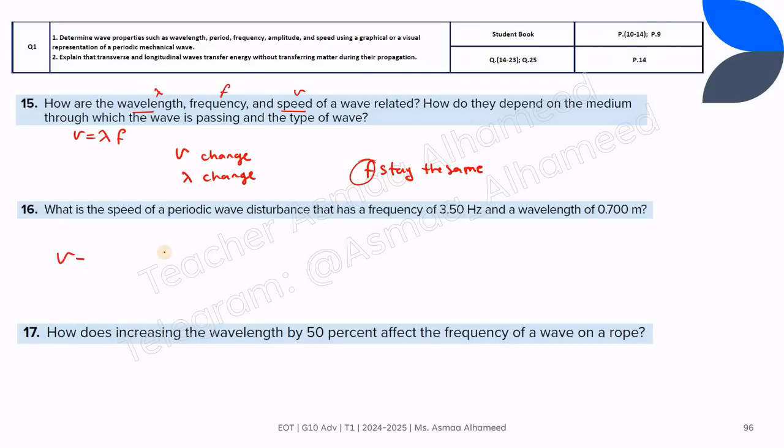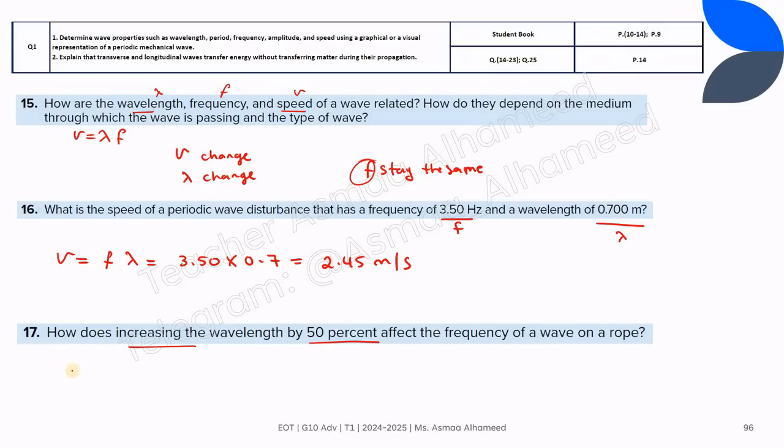What is the speed of a periodic wave disturbance that has a frequency? This is F, and the wavelength, this is lambda. So here we say F times lambda: 3.50 times 0.7, and the answer will be 2.45 meters per second.